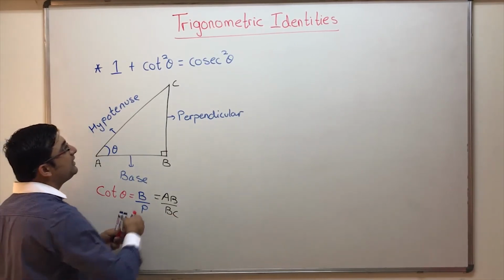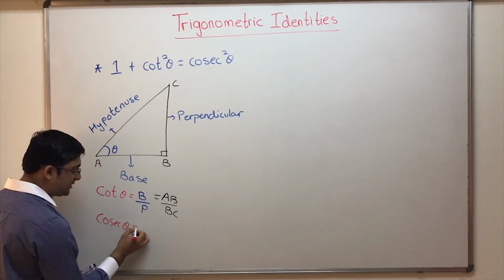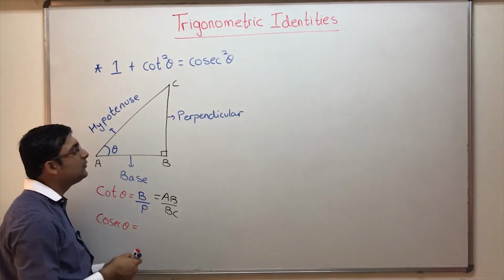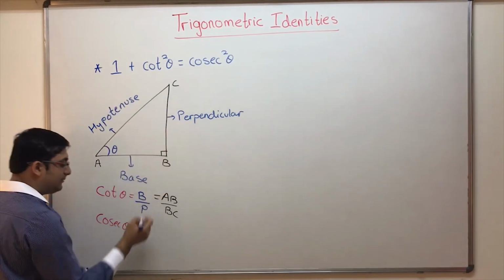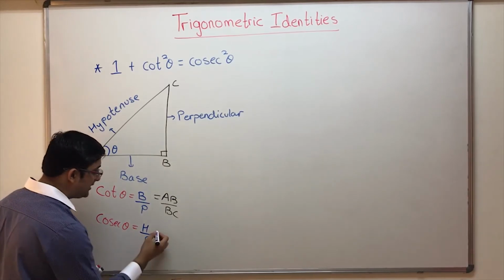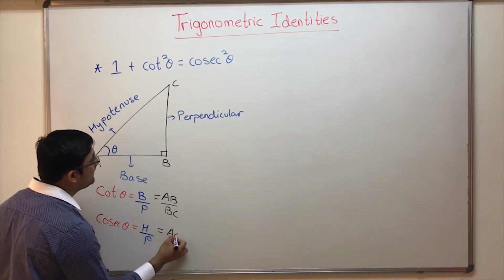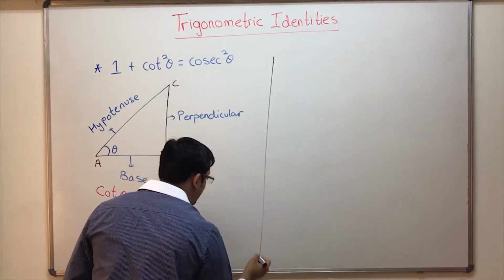Similarly, we'll get the value of cosec theta. So we have cosec theta. Cosec is reciprocal of sine. What is sine? Perpendicular by hypotenuse. So cosec is hypotenuse by perpendicular, that is equal to hypotenuse AC, perpendicular BC. Is this clear? Now let's prove the identity.